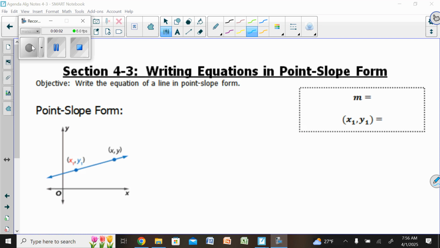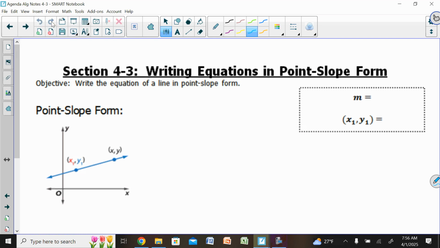Hi, algebra students. Let's talk about writing equations in point-slope form and how point-slope form can help you. So point-slope form is exactly what it means. We're given a point, so we call it x1 and y1, and we're given the slope, which we know is m. So the equation for point-slope form is y minus y1 equals m times, in parentheses, x minus x1.